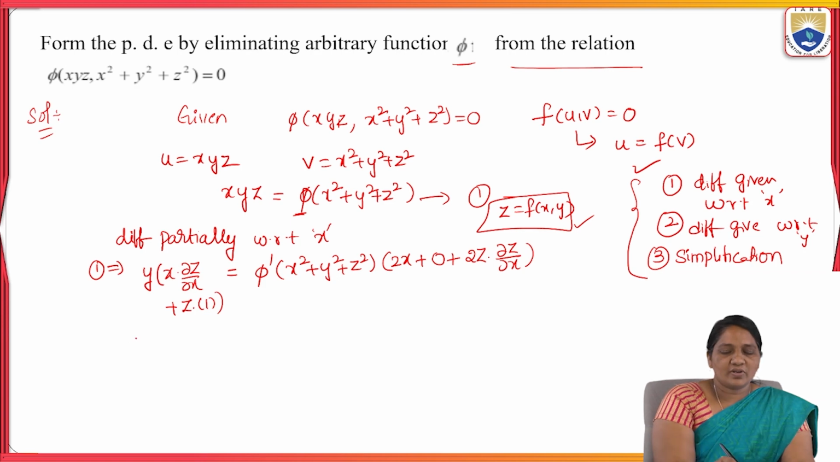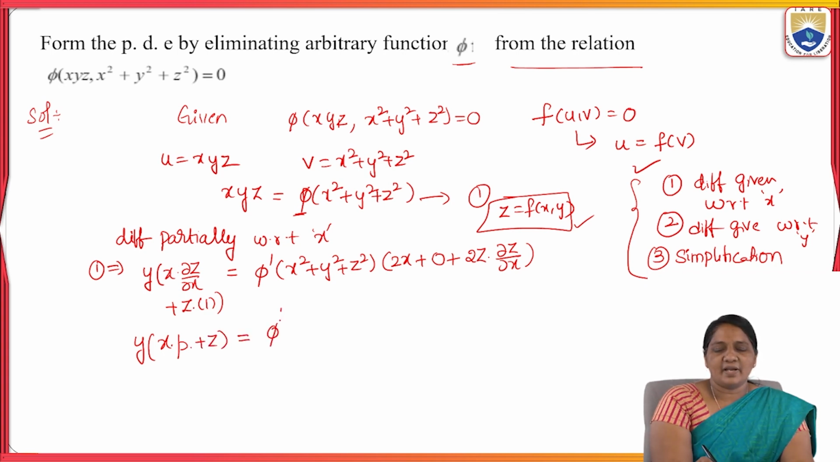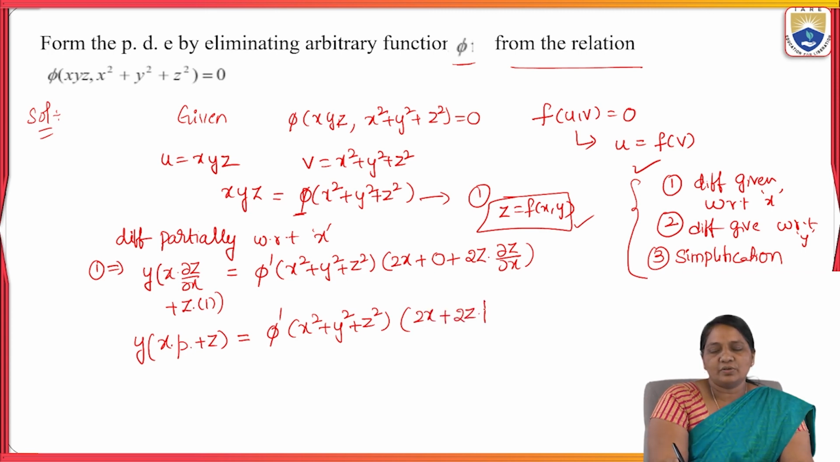So finally, what is the value here? Y into x dou z by dou x, which is p, plus z is equal to phi dash of x square plus y square plus z square into 2x plus 2z into p.